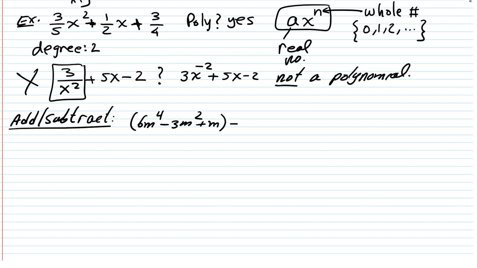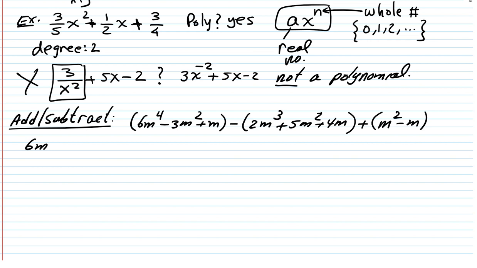I'm going to subtract another polynomial. I'll call that 2m cubed plus 5m squared plus 4m. And just to throw another one, let's add m squared minus m there. And we just want to add and subtract. That's all we want to do. So let me rewrite this.